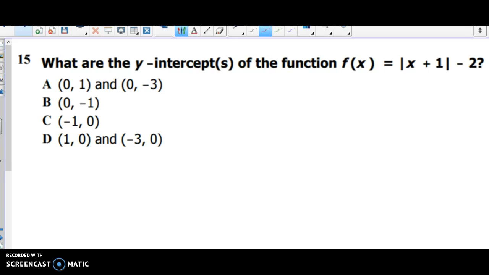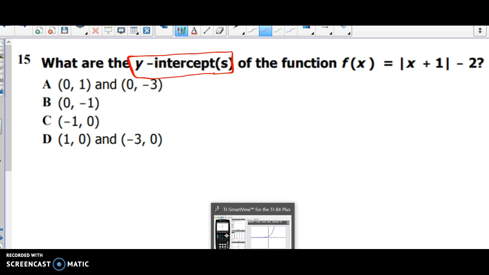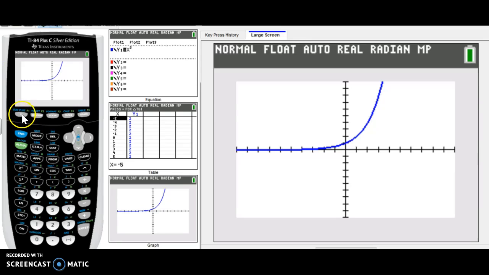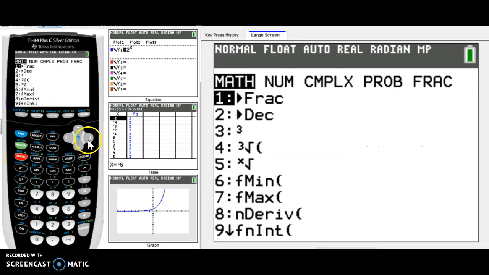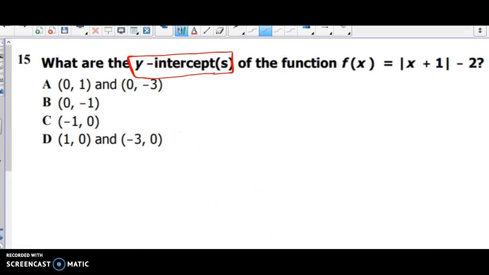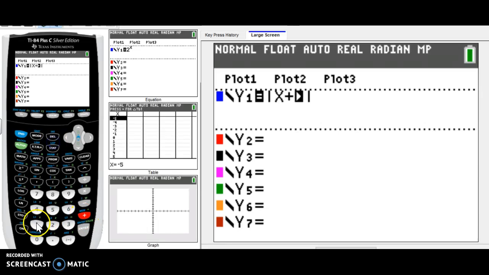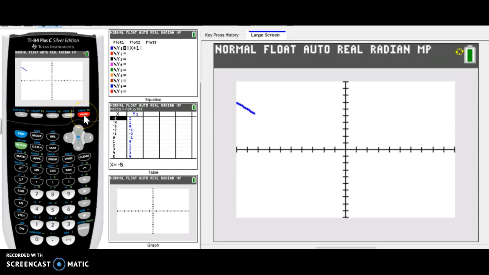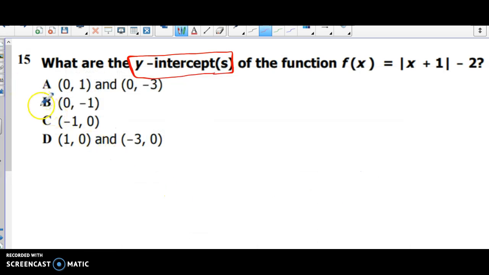The y-intercepts, where does it cross the y-axis? So watch where you're looking at. Let's graph this one in our calculator. So we're going to have x absolute value. We've got to remember how to get absolute value again. We go to math over to number, x plus 1 inside the absolute value signs, outside it's minus 2. When we graph it, where does this graph cross our y-axis? Crosses it right there, so that's -1. So our answer is 0, -1.